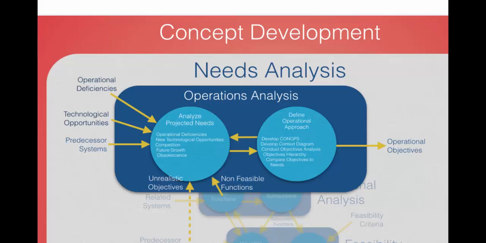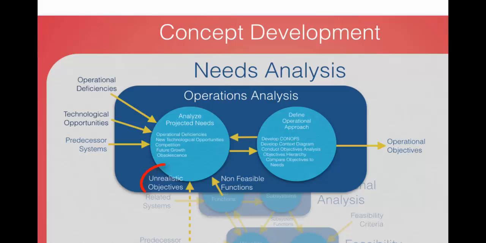I also want to point out that there are two inputs to operations analysis that come from further processes downstream. The first one is a check on the functions from the next step, functional analysis. This basically means take a look at the functions and ask yourself if a set of functions meets the projected needs. If not, reanalyze the functions or reanalyze the projected need. If yes, proceed to the next step in the systems engineering process.